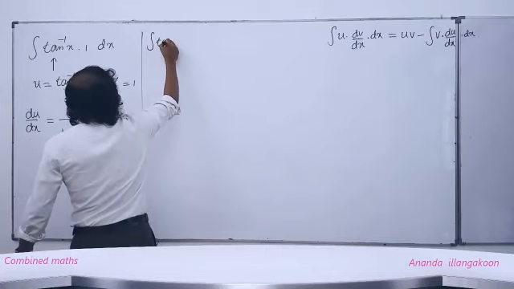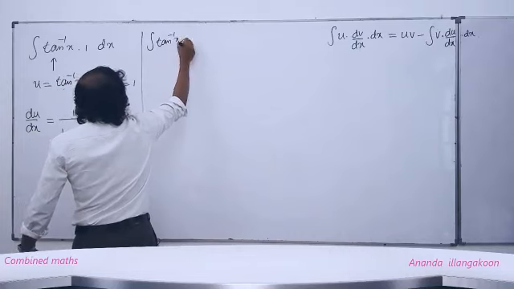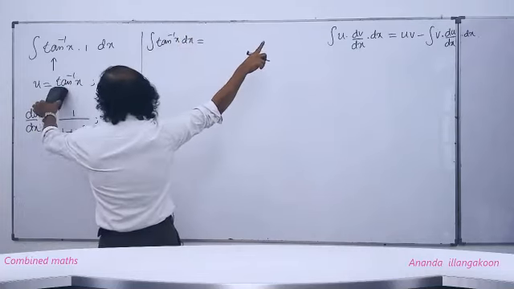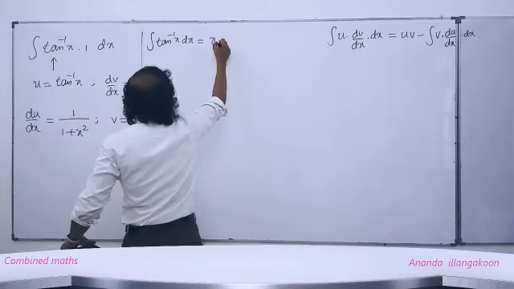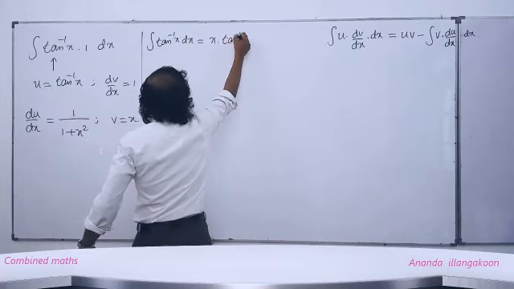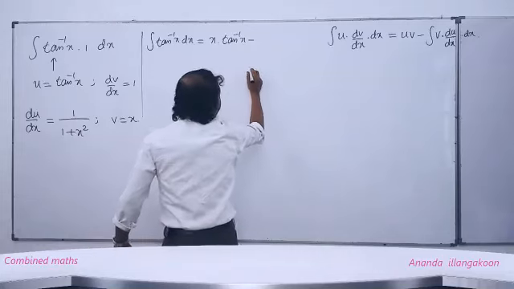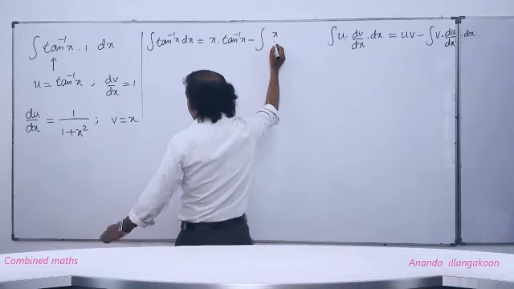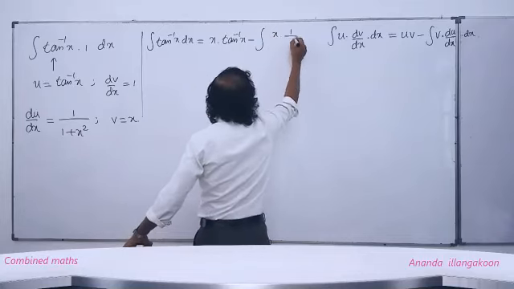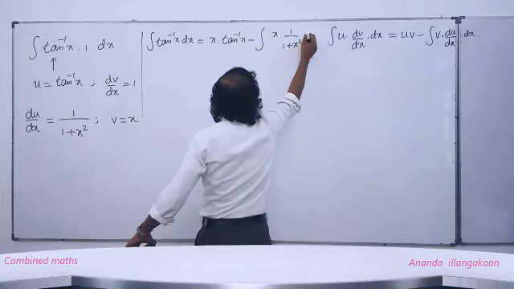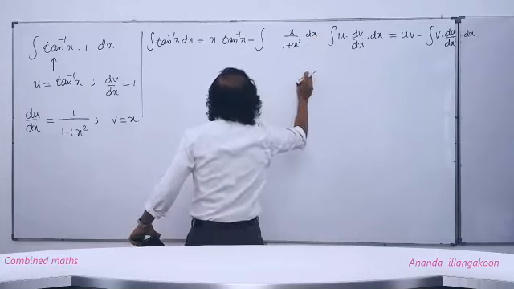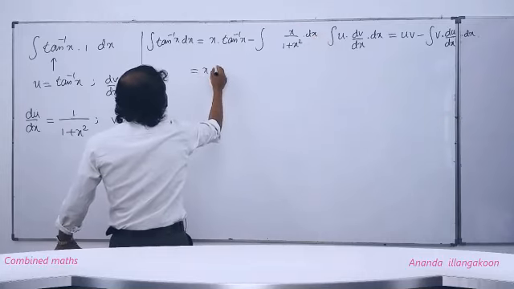Integral of tan inverse x with respect to x is equal to uv. U is tan inverse x, v is x. So x into tan inverse x, minus integral of v, which is x, into du by dx, 1 upon 1 plus x squared. This x we can write this way. Now, x into tan inverse x.